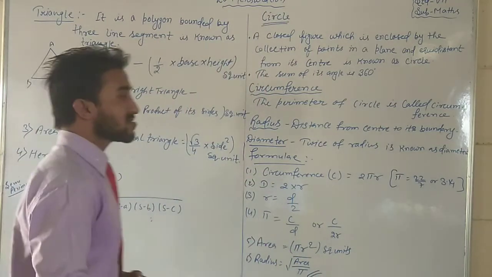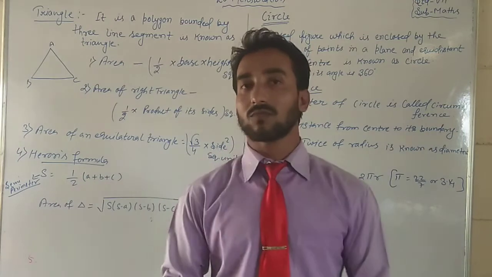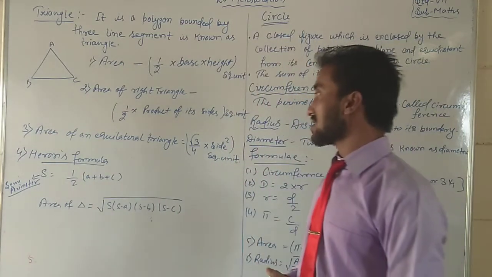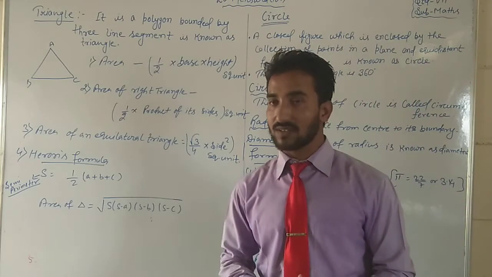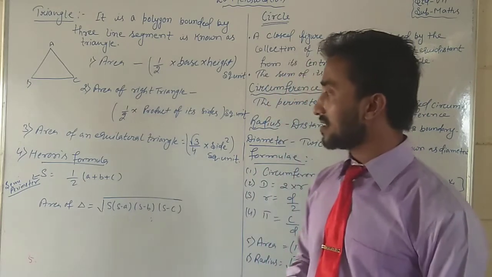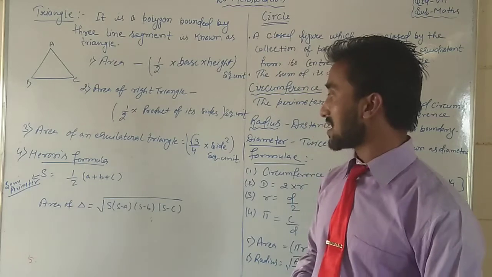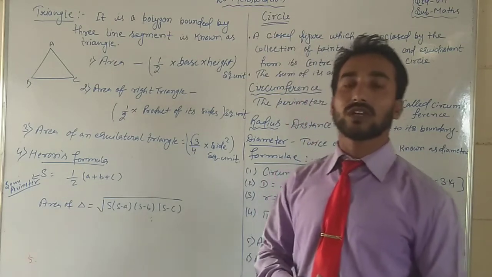Next is Heron's formula. Students, in Heron's formula, what is there? Simple, S. Do you know what S is? S is equal to the semi-perimeter. S is equal to 1/2 into A plus B plus C.